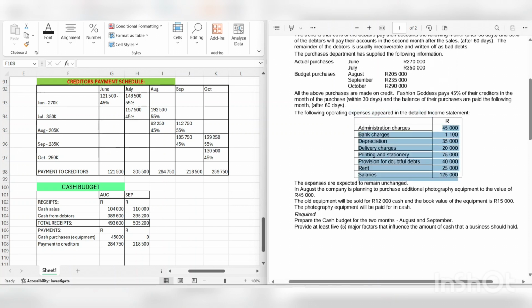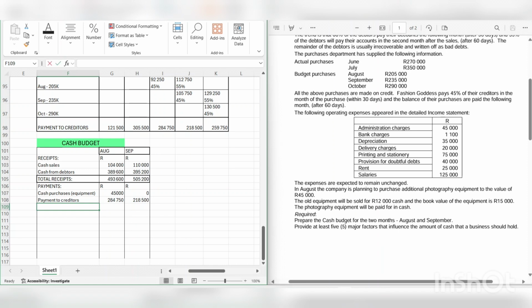So we can either enter these amounts exactly the way they are and assume that the 45,000 administration charges was for August and September, or we can take these amounts and divide them by 12, and then put that total in there. You can practice both and see what it gives you. For time, I'm just going to put them as they are.